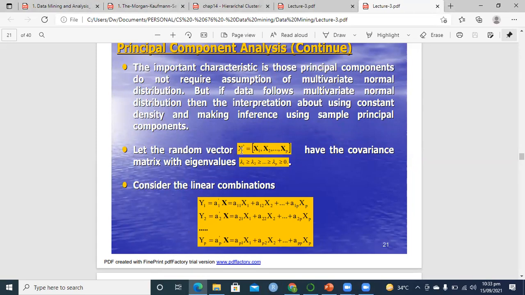After these transformed variables, we see there are eigenvalues: the highest eigenvalue, second highest, third highest, and we rank all of them. But there is a condition that all the eigenvalues must be positive. If the eigenvalue is less than 0, it is something else. Positive definite and positive semi-definite.